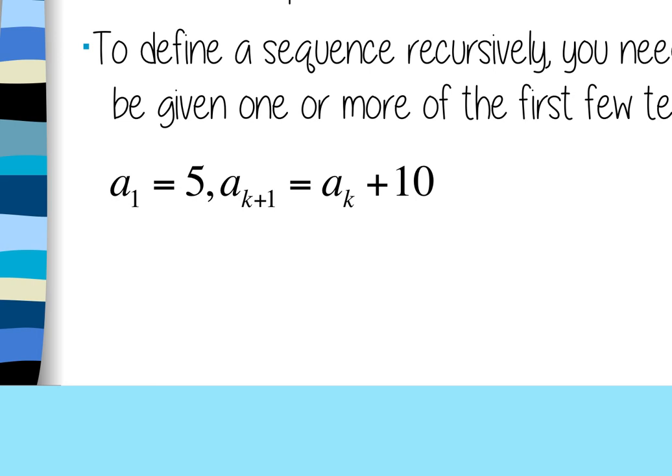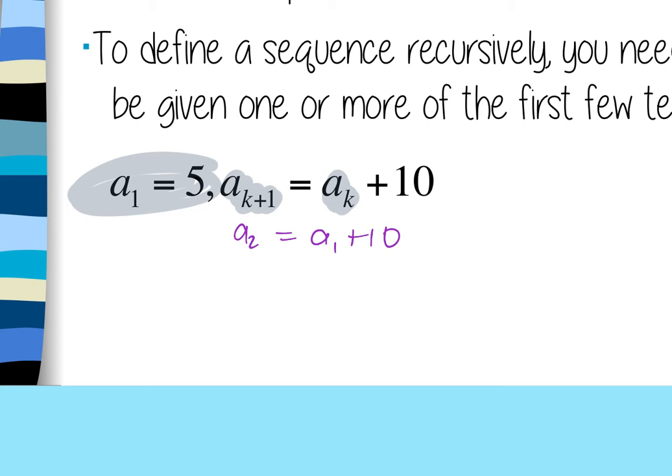So the little notation, I think it looks more confusing than it is. Let's say this is my first term. Every term after that is the term before it, which is what this means. AK would come before AK plus 1, right? If this was A2, then this would be A1 plus 10. So it's saying take the term that comes before it and add 10 to it.